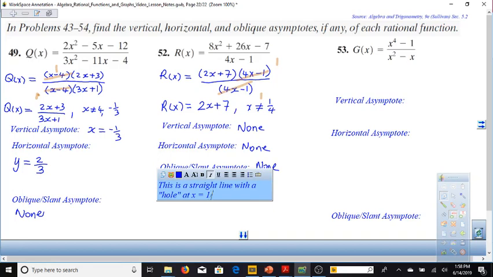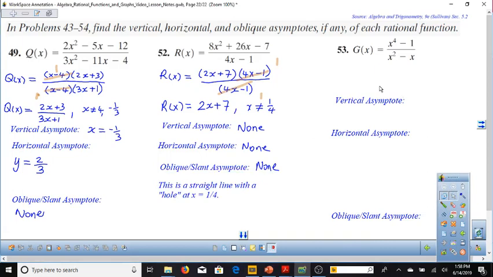All right. So as a result, there is no horizontal asymptote, and there is no oblique asymptote, and there's no vertical asymptote either.